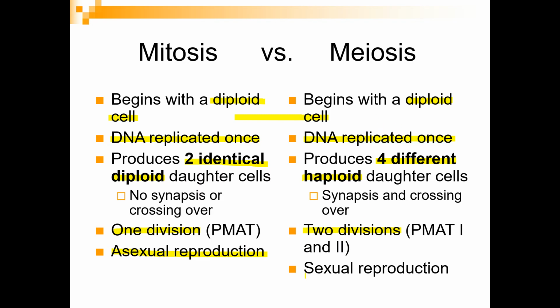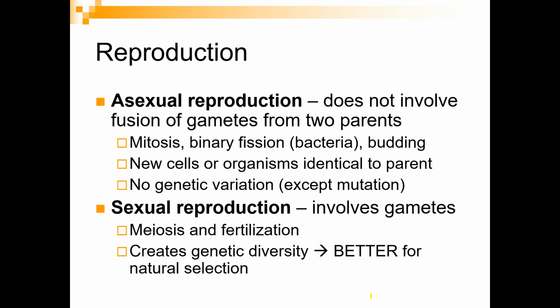Whereas meiosis by itself is not sexual reproduction, but it does create the cells needed for sexual reproduction. Because sexual reproduction is about 2 parents, and so in order to have information coming from both parents, we need meiosis to produce those sex cells.